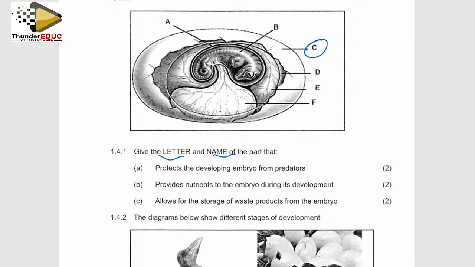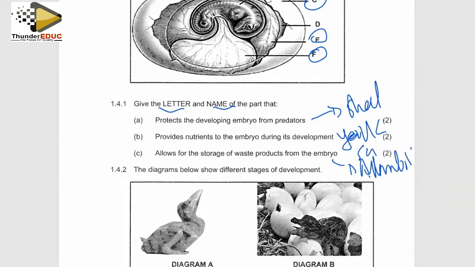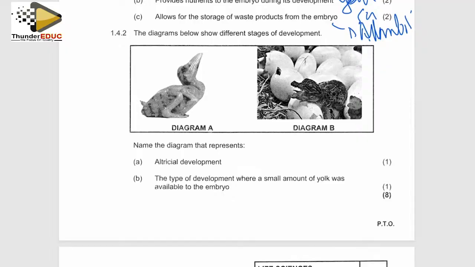That's the yolk inside, and then F becomes the yolk sac. So it's yolk sac. And then they're saying that it allows for storage of wastes from the embryo. It is allantois, and then E looks to be allantois. Yes, so the first one is the shell, and then this one is a yolk sac, and then this one is the allantois. Yes, so that is it.